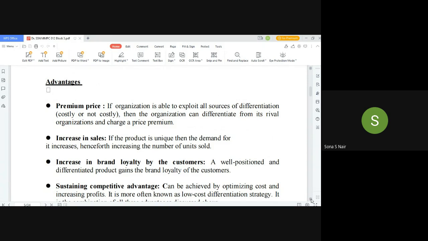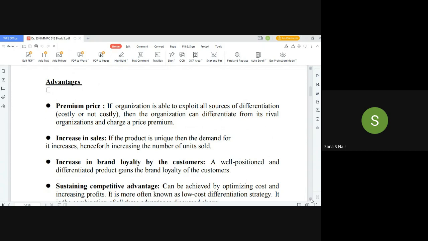So this is one strategy. And what are the advantages of this strategy? The organization can charge a premium price because they are offering something different. Different from whom? Different from the others in the industry, the competitors who are offering similar kinds of products to the consumers. Increase in sales. Why? Because this product is unique, so the demand would increase and henceforth the number of units and the customers would increase.